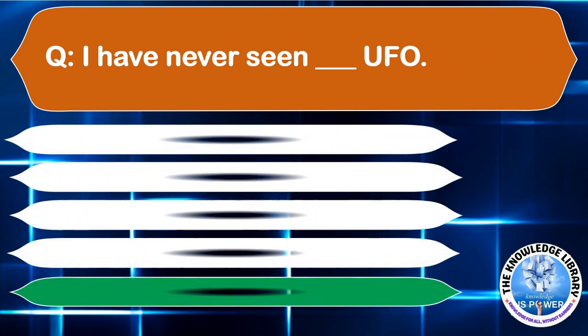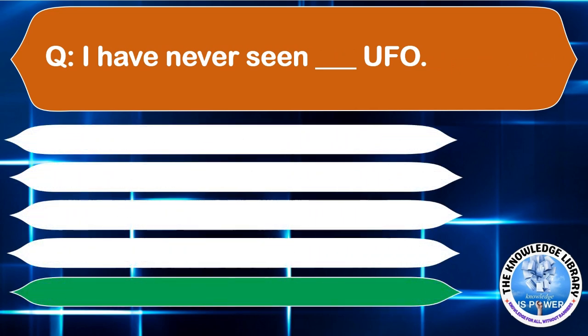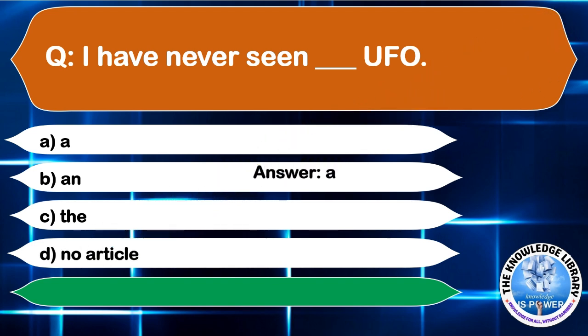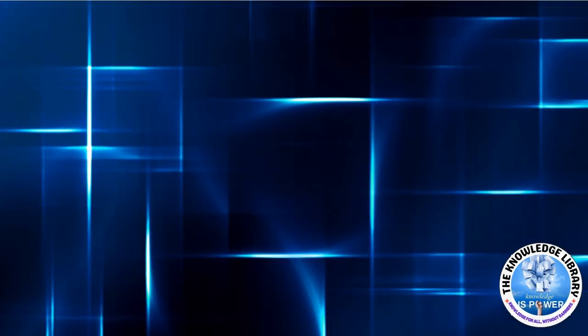I have never seen dash UFO. Option A. Option B, an. Option C, the. Option D, no article. The correct answer is option A. Moving to the next question.